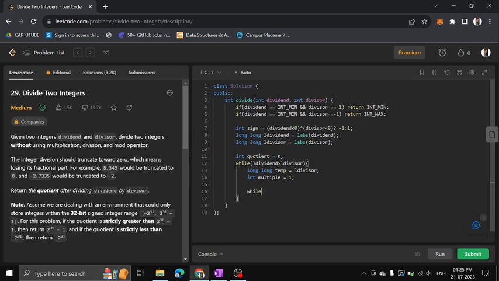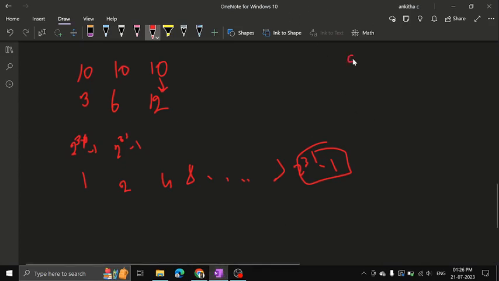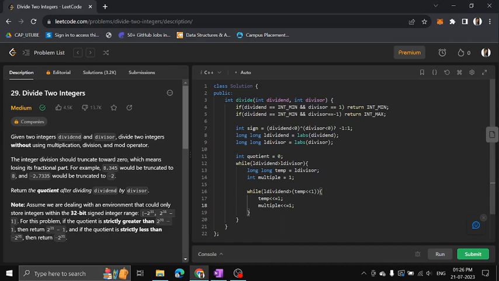So next comes while long dividend is greater than temp left shift by 1 position. If that becomes true, then temp will be left shifted by 1 position, and multiple will also be left shifted by 1 position. This is nothing but, see, we have a equal to a plus b, so we write it as a plus equals b. Similarly, temp left shift equals 1, and the same thing we have written for multiple.